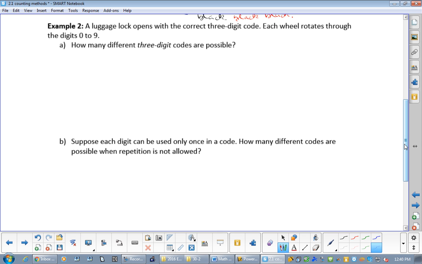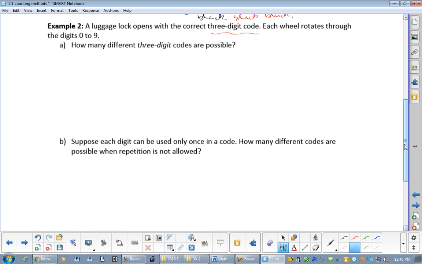Now, a luggage lock opens with the correct three-digit code. Each wheel rotates digits 0 through 9. How many? And now this is so crucial, and students that do not show up to class get this one wrong. Okay, now this is like a 1 out of 10 for difficulty, and they still get it wrong.